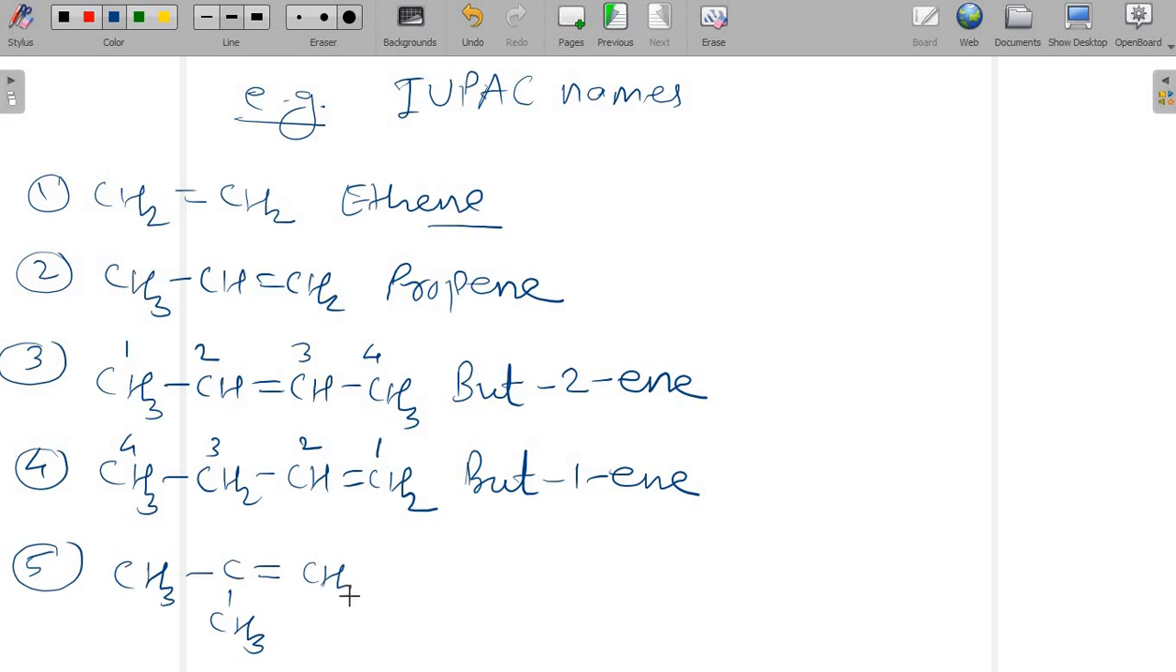Then suppose this is CH3, CH3, double bond, CH2. So how to give numbers? You have to give the priority to the double bond first. That's why numbering from the right-hand side, here 2 and 3. So there are 2 things to be remembered. One is the position of the substituent. The substituent is at the 2nd position. What is the name? This is methyl and there are 3 carbon atoms. Therefore it is 2-methylpropene. Okay. So we'll see the next example.